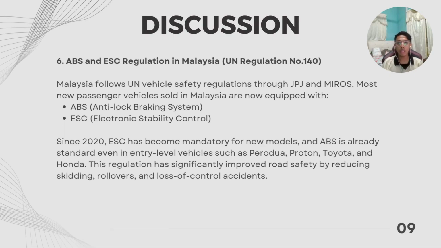Next, we will talk about ABS and ESC regulation in Malaysia. Malaysia follows UN Vehicle Safety Regulations through JPJ and MIROS. Most new passenger vehicles sold in Malaysia are now equipped with ABS, which is the anti-lock braking system, and ESC, Electronic Stability Control. Since 2020, ESC has become mandatory for new vehicles, and ABS is already standard even in entry-level vehicles such as Perodua, Proton, Toyota, and Honda. This has significantly improved road safety by reducing skidding, rollovers, and loss of control accidents.